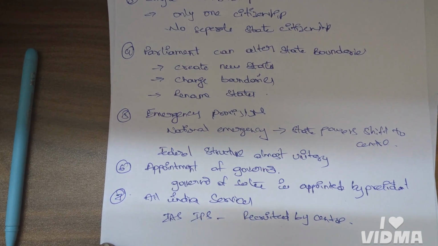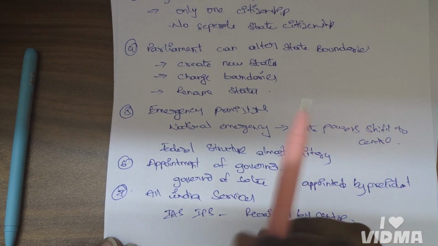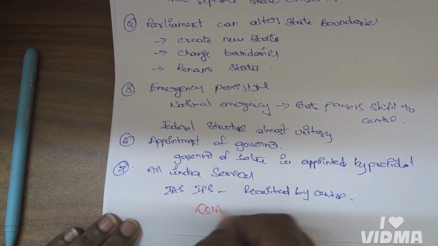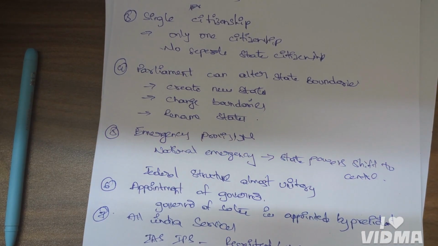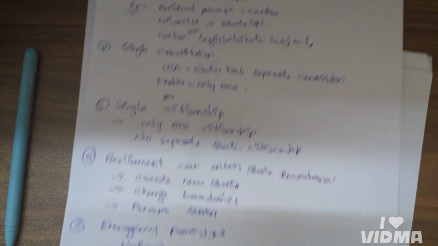So India is not purely federal like USA. It is not purely unitary like UK. It is described as a quasi-federal or a federal system with unitary bias. The constitution describes India as a union of states.